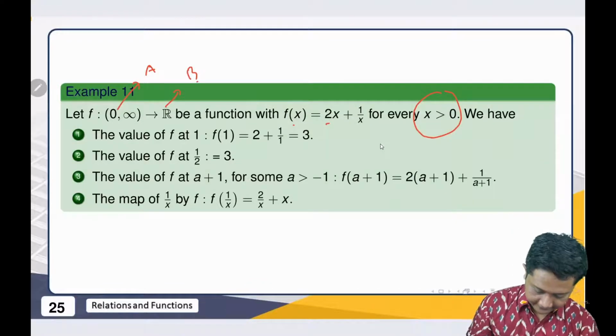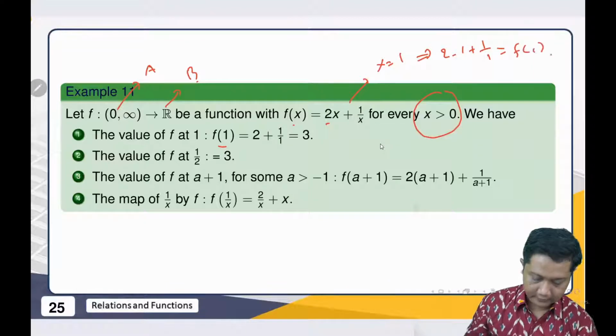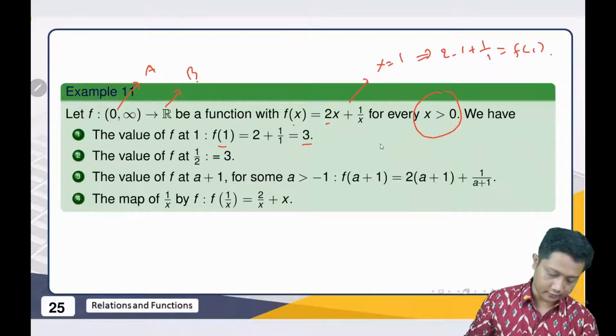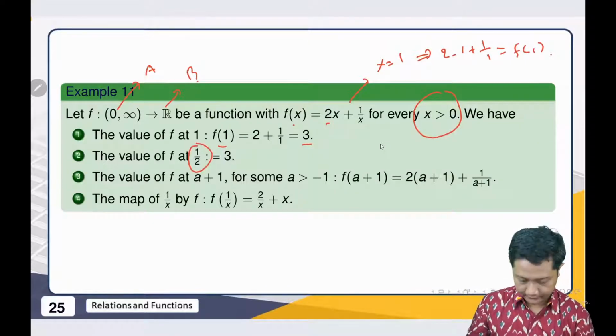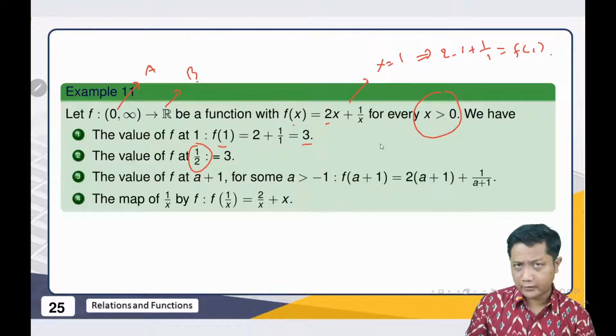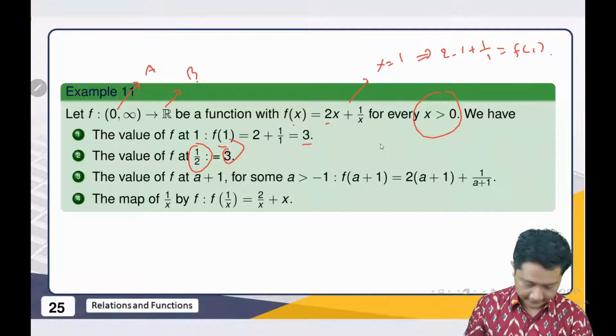Then we can see that if x is equal to 1, what happens? We have 2 times 1 plus 1 over 1, right? This one is for f(1). So we get f(1) is equal to 3. How about f(1/2)? Then 2 times a half is 1, plus 1 over a half is 2. So we have 1 plus 2 is equal to 3.